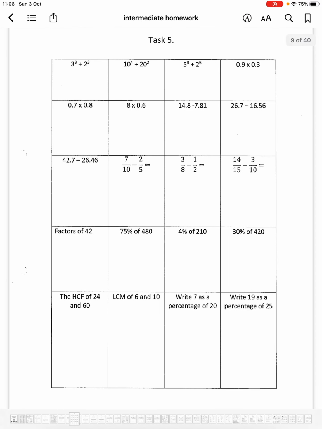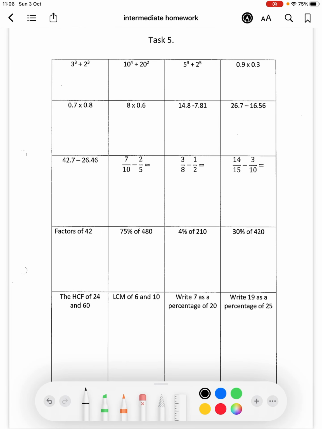Right, so that was task 4. If I go through task 5 now, so this is 3 cubed.